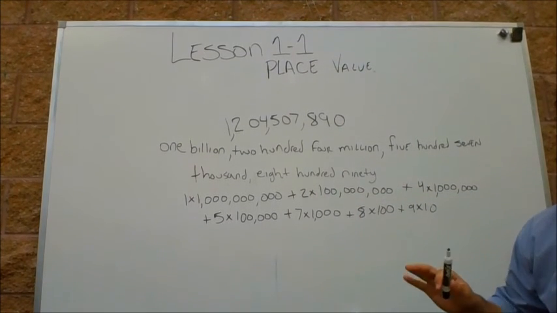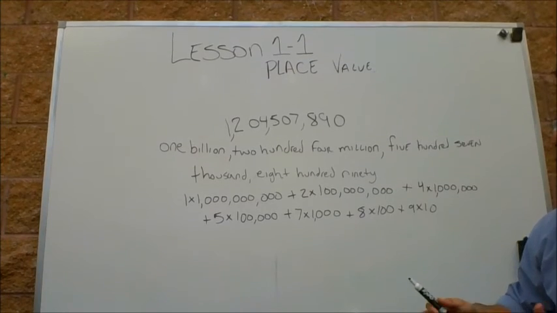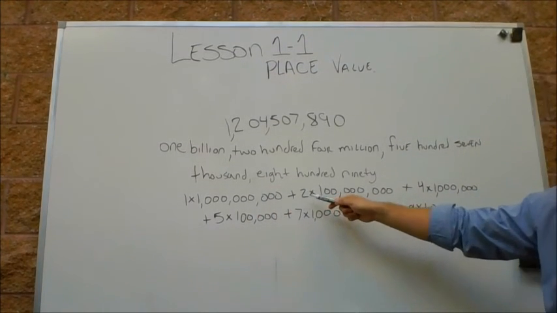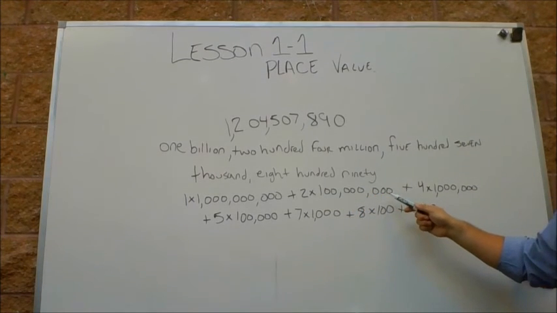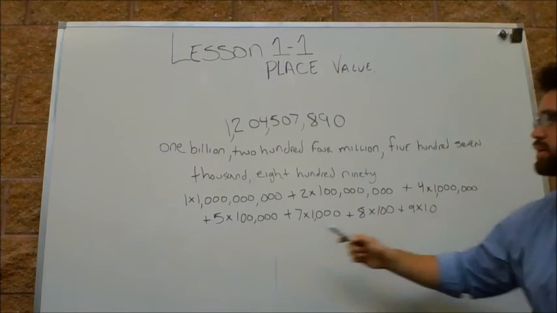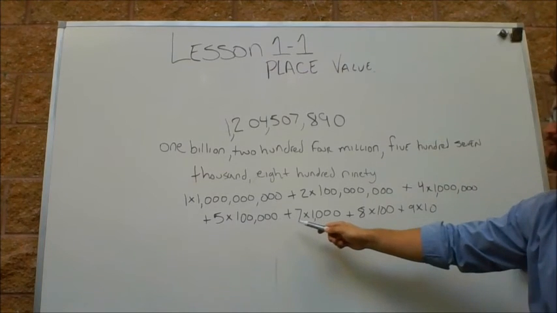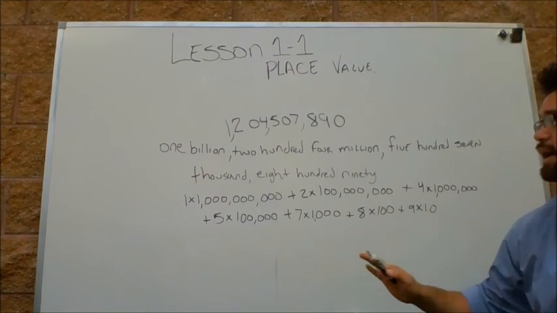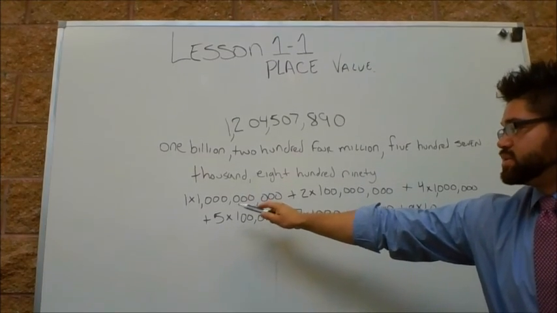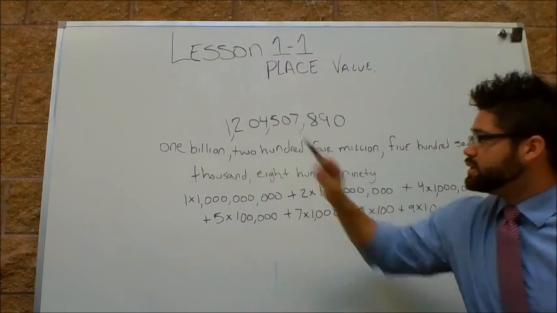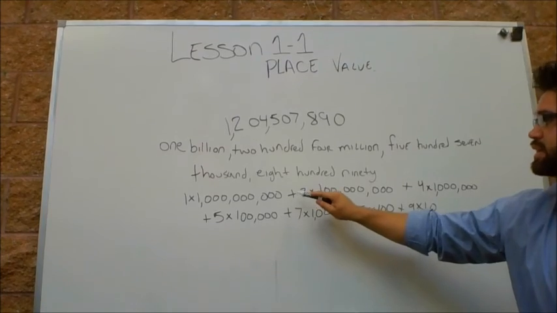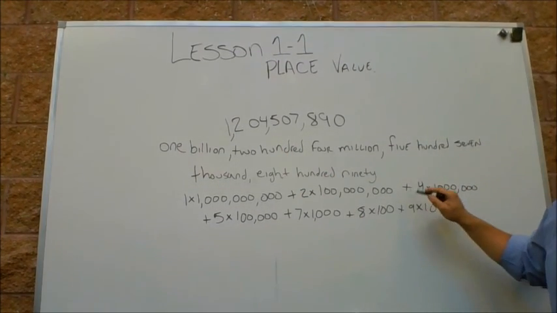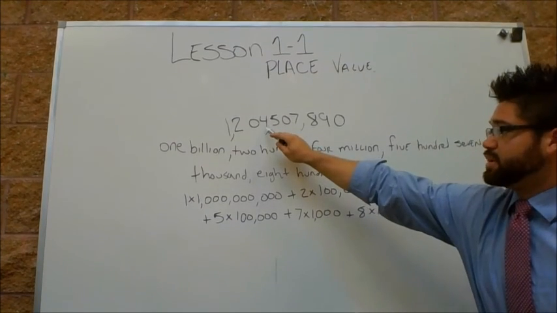Okay, and if you notice, when I did the expanded form, I did it a little bit different than in our notes, but that's okay. I wanted to show you there's 2 ways that we can do it. You can either write 1 billion plus 200 million plus 4 million plus 500,000 plus 7,000 plus 800 plus 90, or the way I did it was I did 1 times 1 billion because I have 1 in the billions place. Then I did 2 times 100 million because there's 2 in the 100 millions. Then I did plus 4 times the million because there's 4 in the millions.